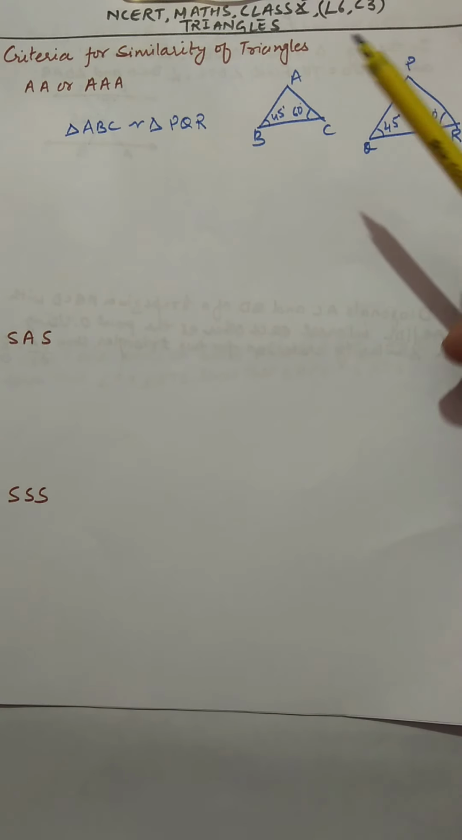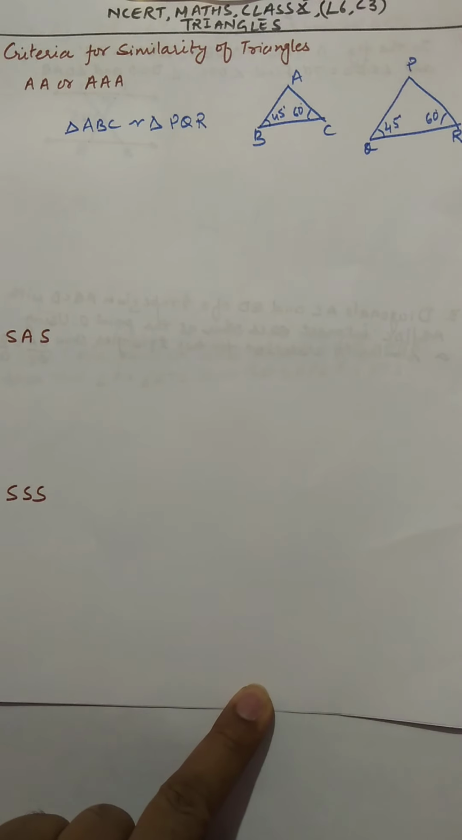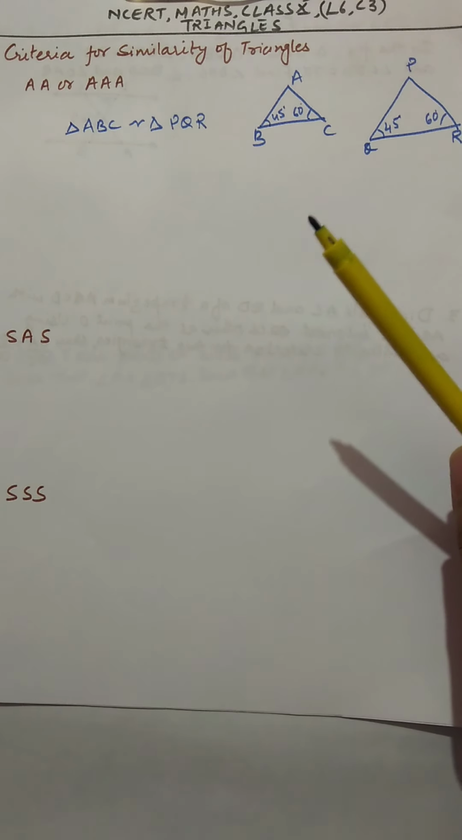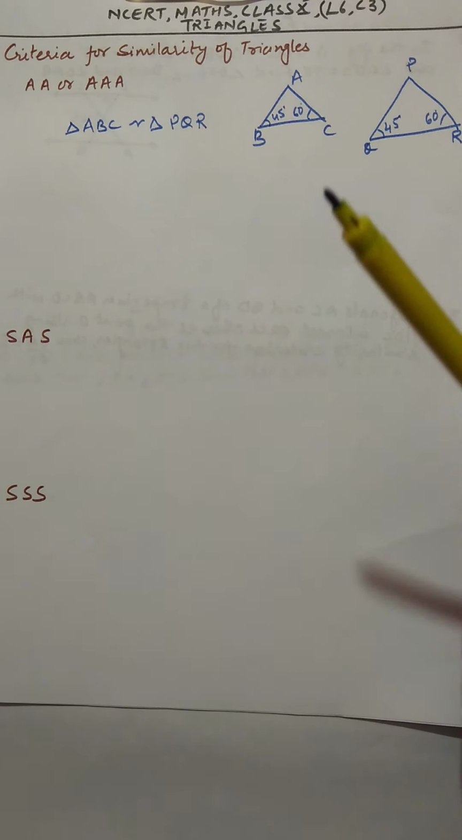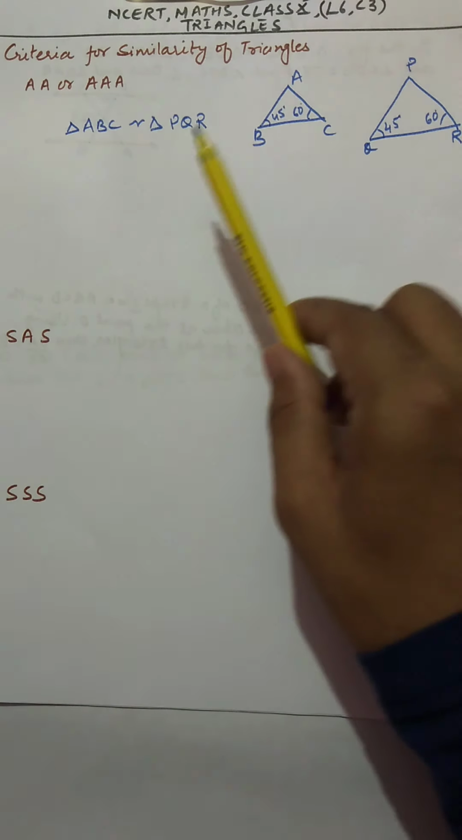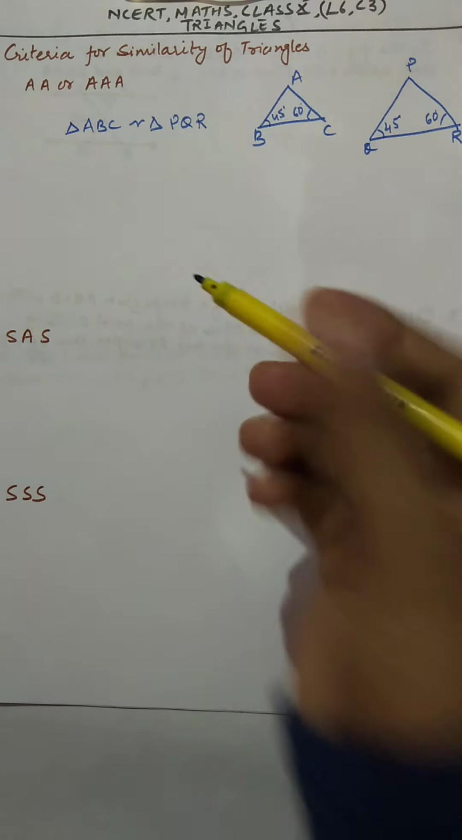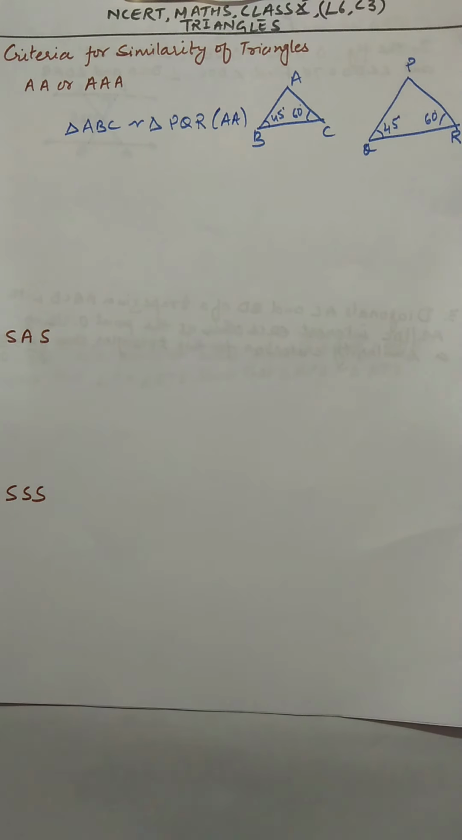I cannot write that triangle ABC is similar to triangle RQP, or PRQ. This order has to be maintained, like you did in class 9 for congruency of triangles. So order is very important to keep in mind. We can say these two triangles are similar because of the AA criterion. You can say AA or you can say AAA also.